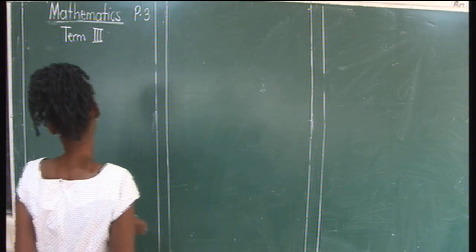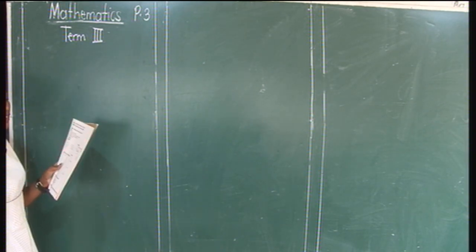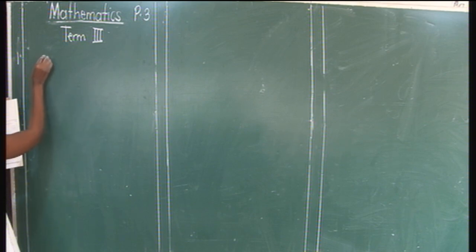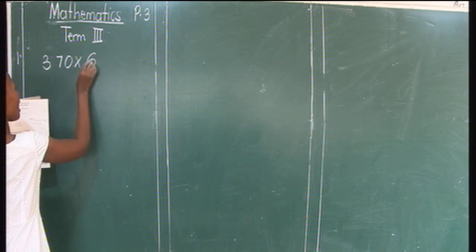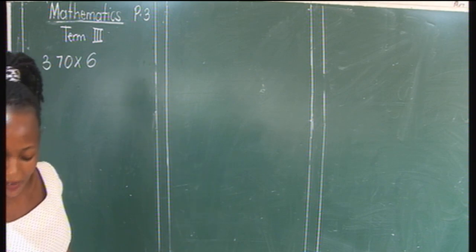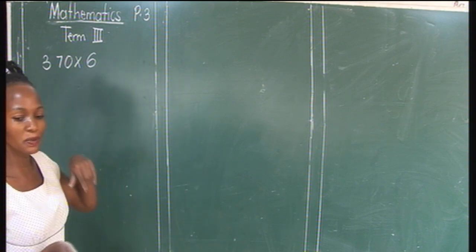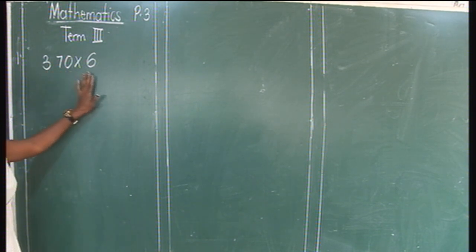Alright, there we have the first instruction. They told us to multiply the following numbers. Number 1 is here. I know people will tell me, "Teacher, we always multiply those numbers from primary 1." Yes, let's also multiply this one. I have 370 times 6.